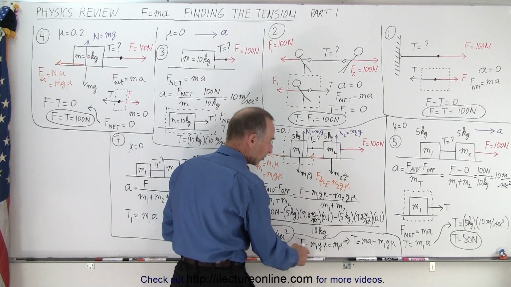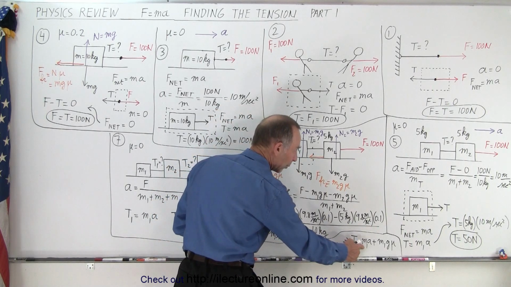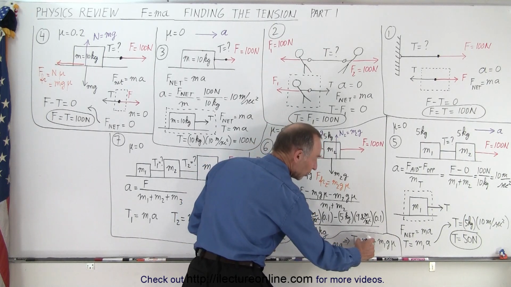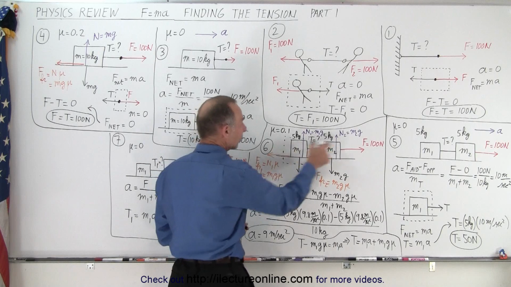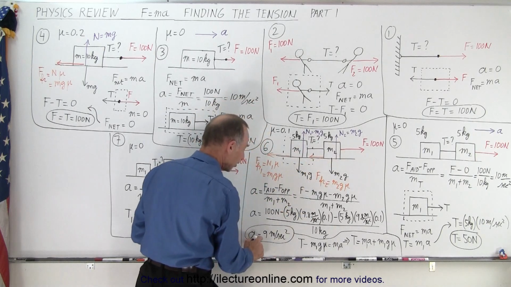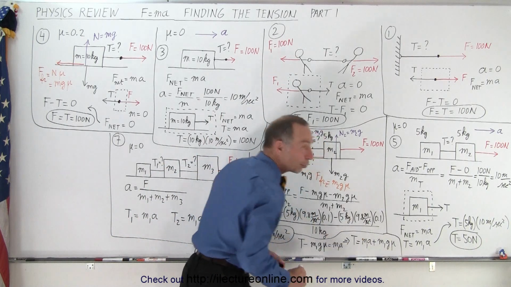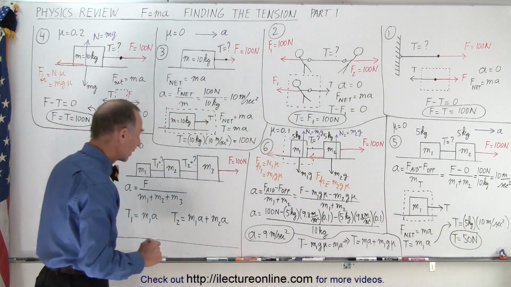And so we solve for the tension, and we then see it's equal to M1a plus M1g mu. The tension is equal to the force needed to accelerate M1 at 9 meters per second squared, plus the force required to overcome the friction.